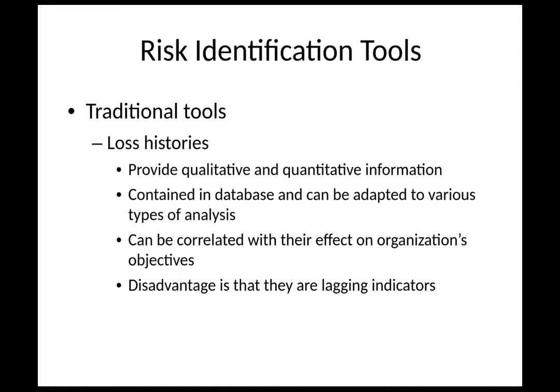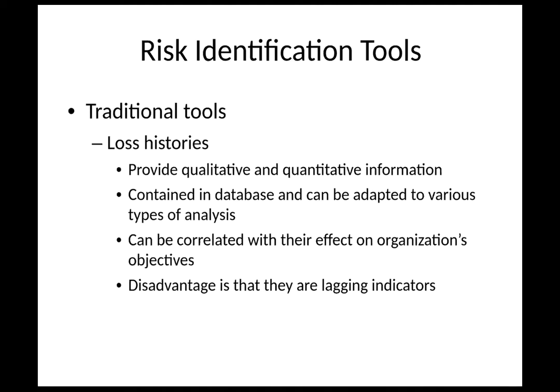Hopefully, if we have the right analysis, the loss histories can be correlated with their effect on the organization's objectives, right? And some of that loss history could be how many people are out, like medical versus indemnity claims, which means if you're not having people able to work because they're getting severely injured, then you're not going to be able to be productive. So that can be part of that correlation.